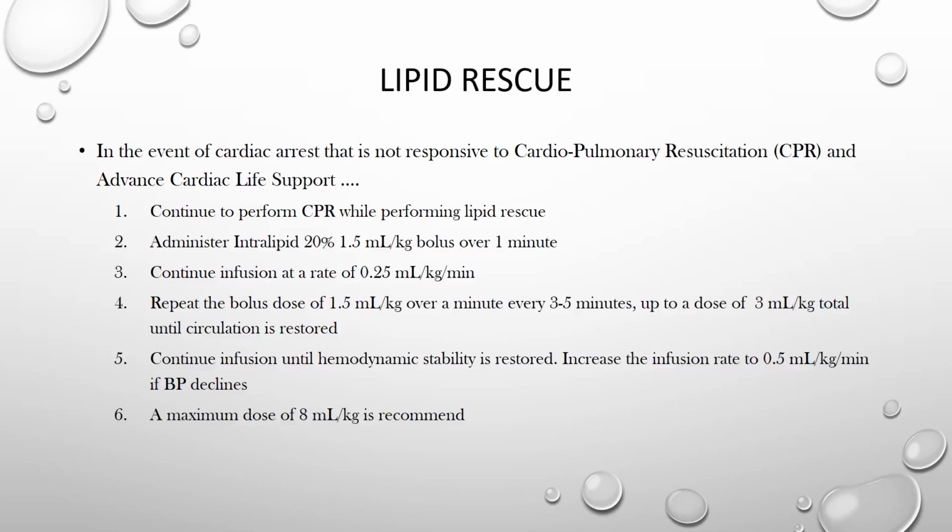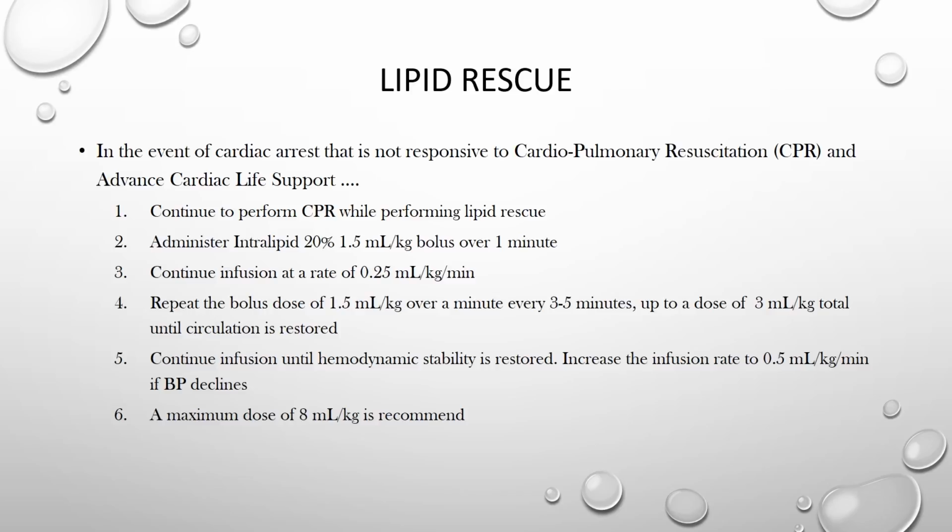In the event of a local anesthetic-induced cardiac arrest that is unresponsive to standard therapy such as advanced cardiac life support protocol drugs, in addition to standard cardiopulmonary resuscitation, intralipid 20% should be given intravenously. Throughout the lipid rescue, it is important to maintain CPR efforts with limited interruptions. Administer an intralipid 20% bolus at a rate of 1.5 milliliters per kg over 1 minute. This bolus dose can be repeated every 3 to 5 minutes, up to a dose of 3 milliliters per kg in total until circulation is restored.